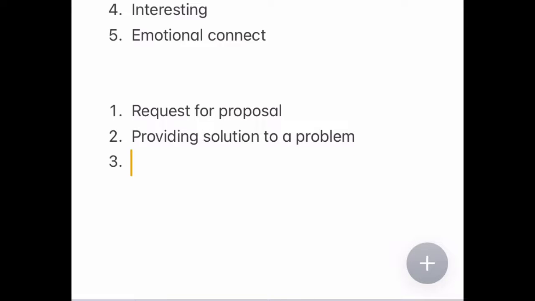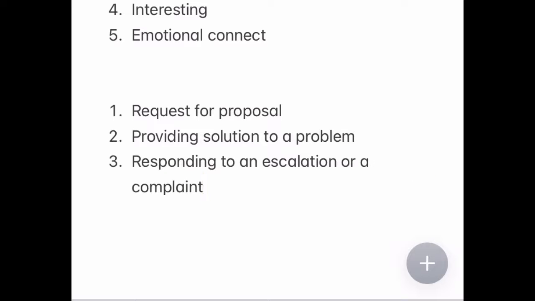And the third scenario is that maybe you are responding to an escalation or a complaint. So it's also a form of presentation where you are telling what went wrong and why we had to do what we are doing and all of that. But you are making a presentation even in that case.